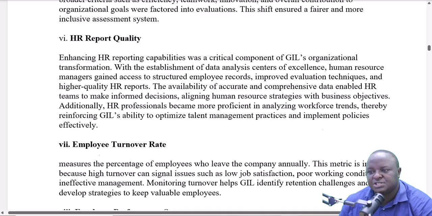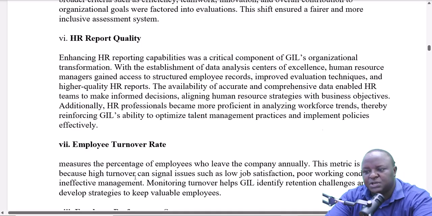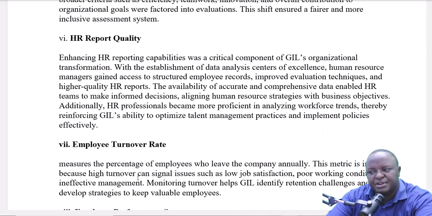We have another metric, the human resource report quality. Enhancing HR reporting capabilities was a critical component of GIL's organizational transformation. With the establishment of data analysis centers of excellence, human resource managers gained access to structured employee records. This improved evaluation techniques, and higher quality HR reports were able to be generated.